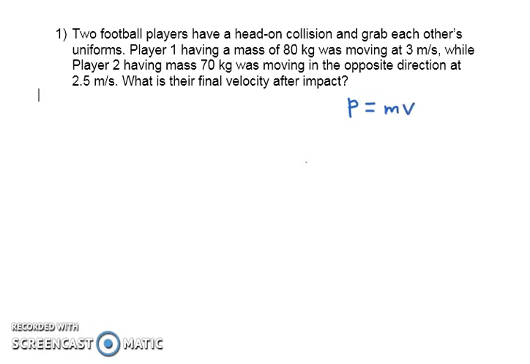There are two football players who have a head-on collision. They grab each other's uniform. Player 1 has a mass of 80 kg and is moving with a velocity of 3 meters per second. So, mass 1 of player 1 is 80 kg. The initial velocity with which he is moving is 3 meters per second.